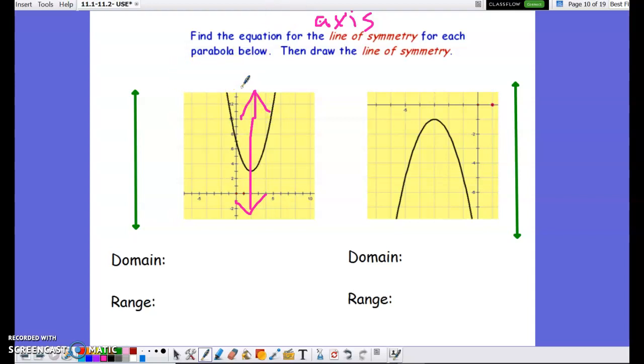Since it is a vertical line, it's going to be x equals. It looks like here it goes through the x value of 2, so x equals 2. Same thing for this one over here. Again, we're going to draw a line that goes straight through the vertex, which would be this line right here. If we want to state the equation for this line, we'd say the equation is x equals, and it goes to the x value of -3. So that's our axis of symmetry or our line of symmetry.